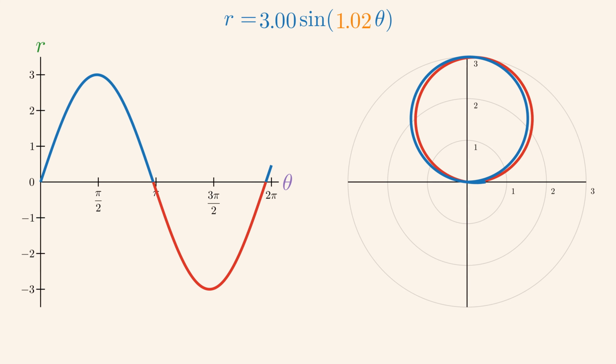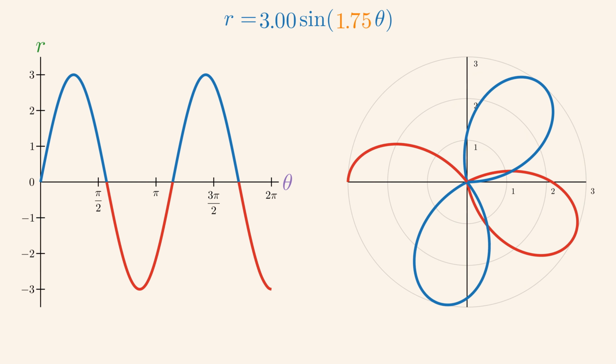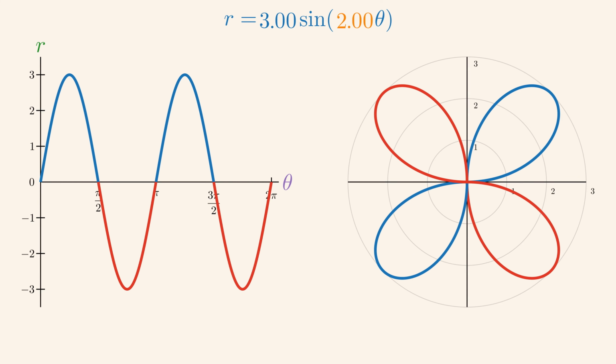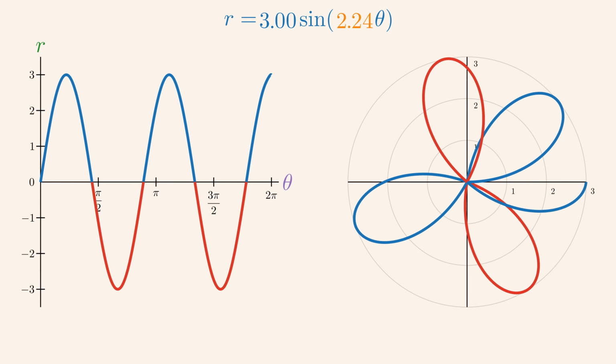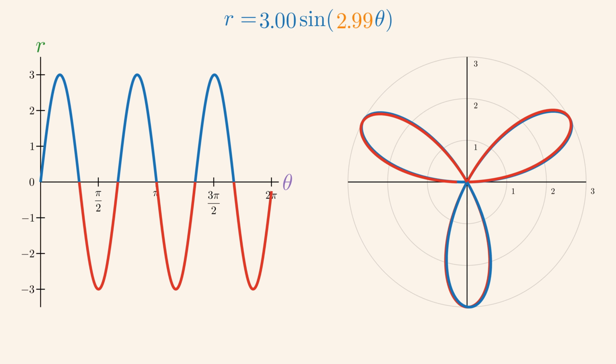Now, let's increase the coefficient of theta from 1 to 2. This increases the frequency of the Cartesian sine curve and changes the polar plot into a 4-lobed structure. Here the red plots no longer overlap the blue plots, and so we must consider the full range from 0 to 2 pi. If we increase the coefficient to 3, we get a 3-lobe structure.